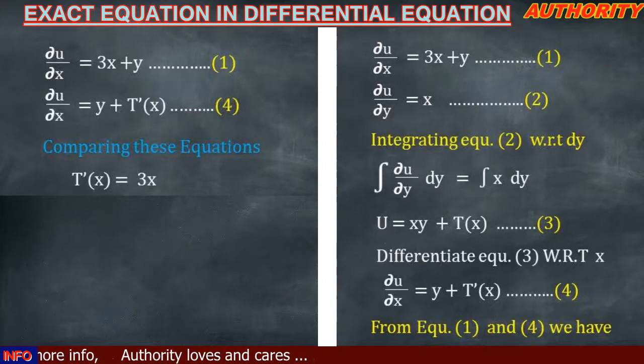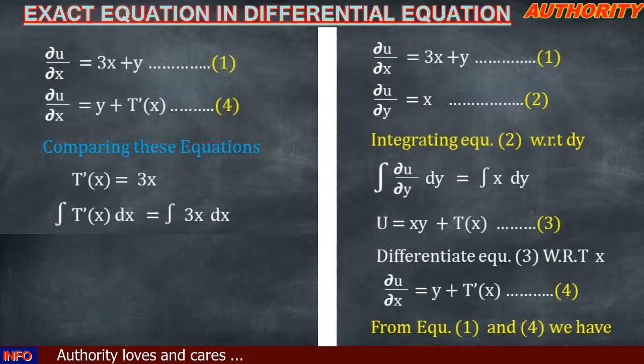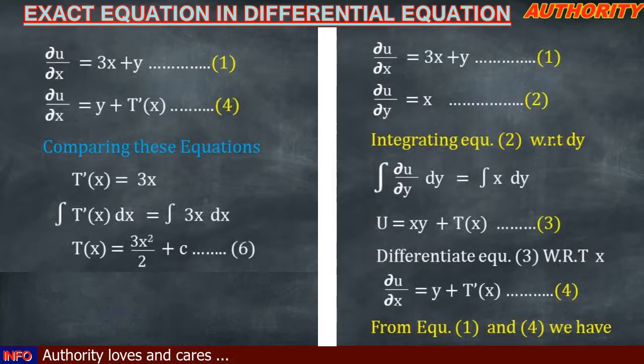And then we are looking for the value of t so that we replace it in our function u. Here we have t prime of x is equal to 3x. So for us to find the true value of t of x, not t prime of x, which is differentiated, we are going to integrate it. So we integrate both sides with respect to x. When we integrate t prime of x with respect to x, it's going to give us t of x. And when we integrate 3x with respect to x, it's going to give us 3x squared all over 2 plus c. We call this equation 5.